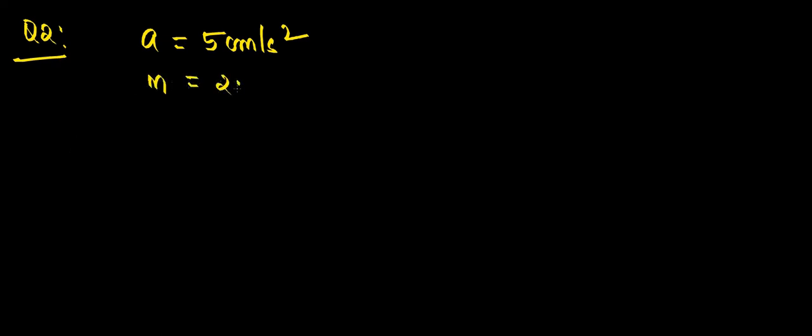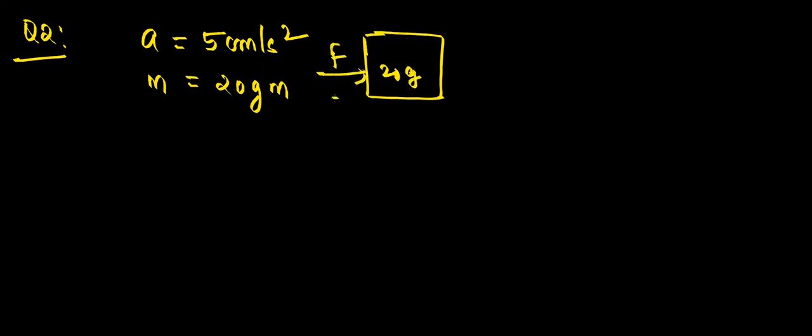Question 2. A force produces an acceleration of 5 centimeter per second square when it acts on a body of mass 20 grams. So there is a body of mass 20 grams, and a force is applied on it. Find the force in Newton. First we'll find the force in CGS because the units are given in CGS.